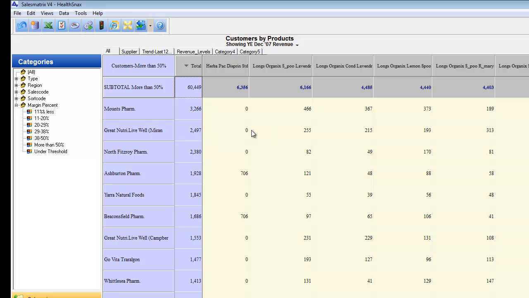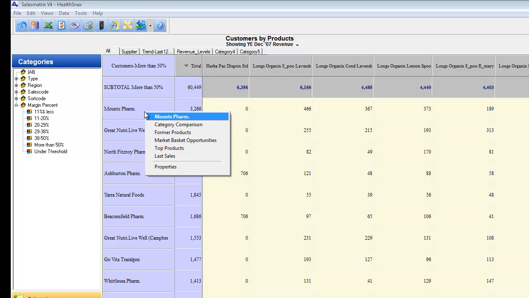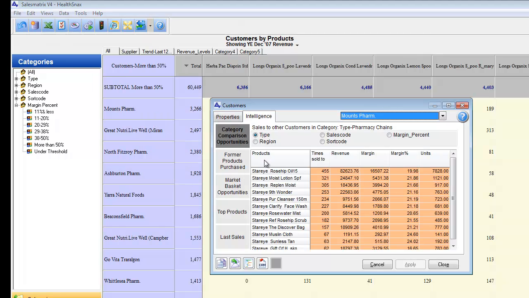Today, the focus is going to be on specific opportunities with specific customers. My most profitable customer is Mount Pharmacy. What I want to do is ensure that there are no specific opportunities that relate to this customer. I identify that by, first of all, looking at what we call category comparisons.